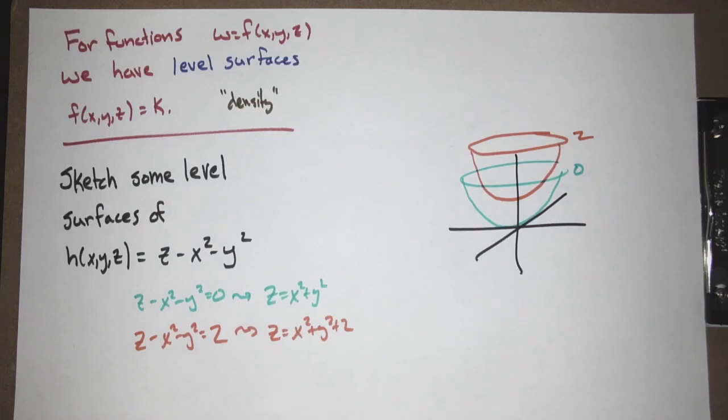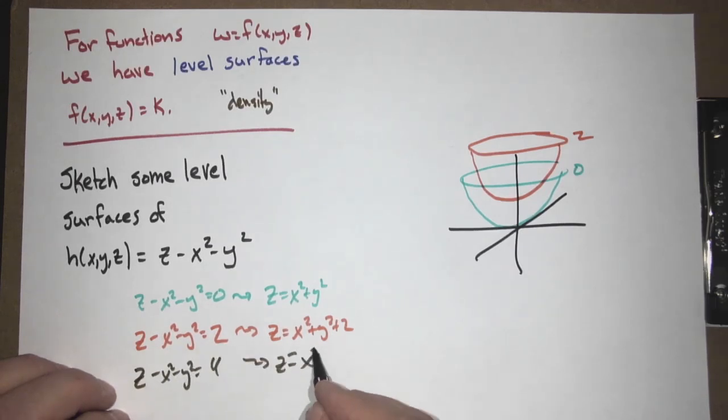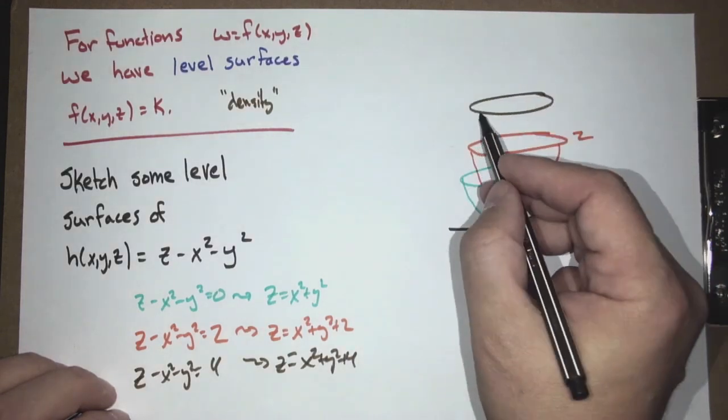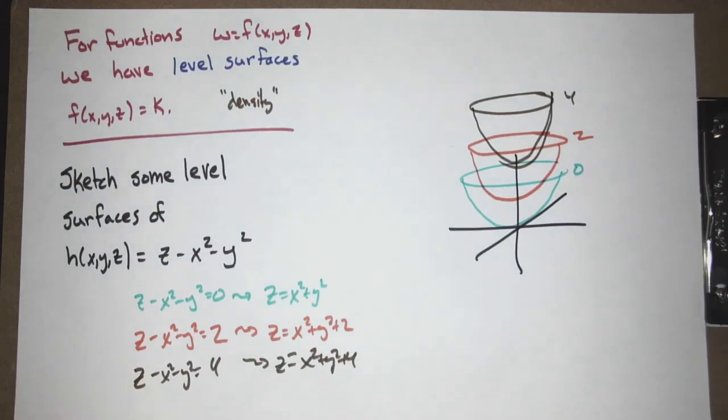All right, do we need one more? Nope. Okay, but we'll do it anyways. Z minus x squared minus y squared equals 4. Z could equal x squared plus y squared plus 4. And then that's a bowl, but again, you've moved it up. 4. So what do you get? Well, you get something that you might see at your grandparents' house if you open the kitchen cupboards. A bunch of Tupperware stacked. There you go. That's what it looks like.